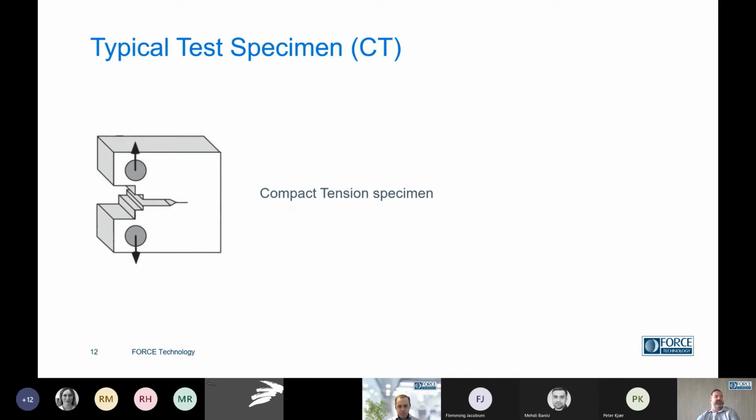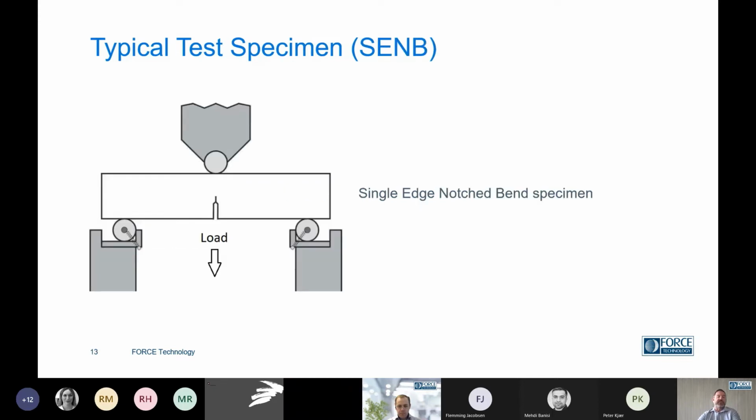So if you look at that drawing there on the left-hand side, there's a machined notch, and then there's a small straight black line. Sometimes there's a fatigue pre-crack put in there, and what that does, it helps us to have a very accurate starting condition for the test. Next one to consider is a single-edged notch bend specimen, or SENB. It's bigger than the previous one, the CT specimen, and the other one was in tension. This one is in bending. But just like before, the geometry and the starting conditions are very important.